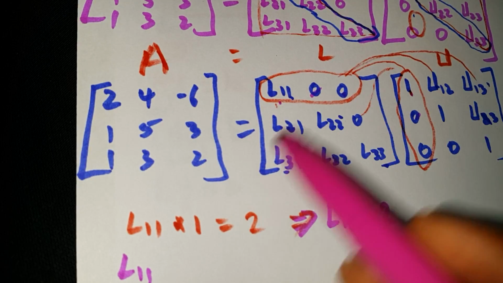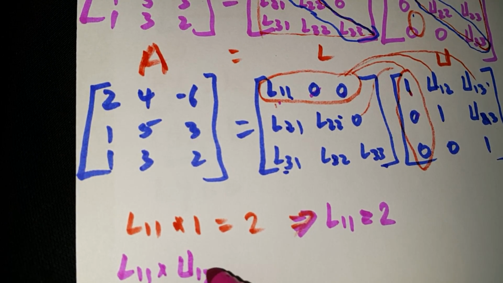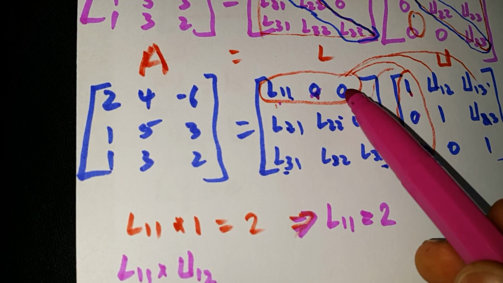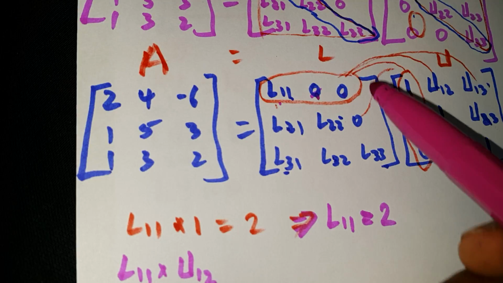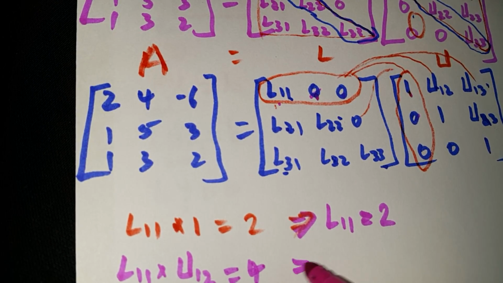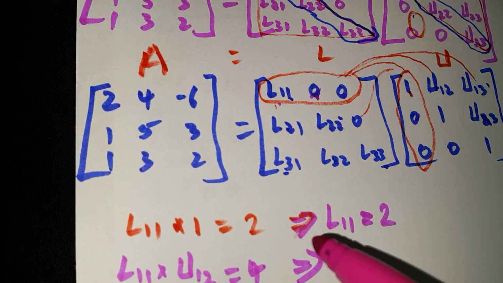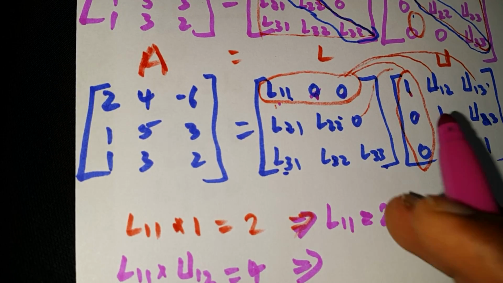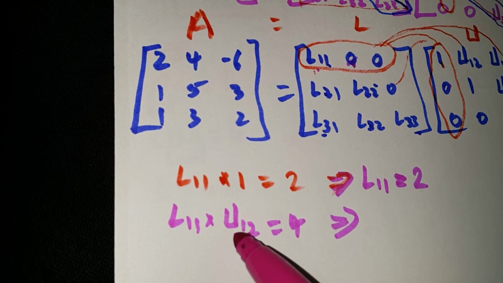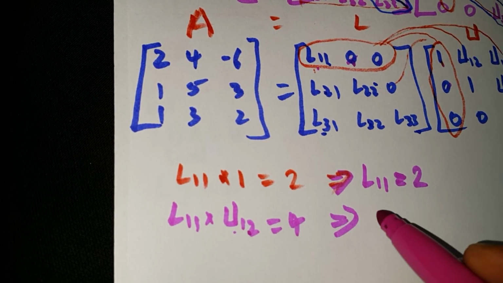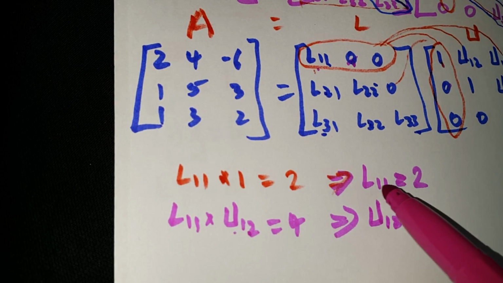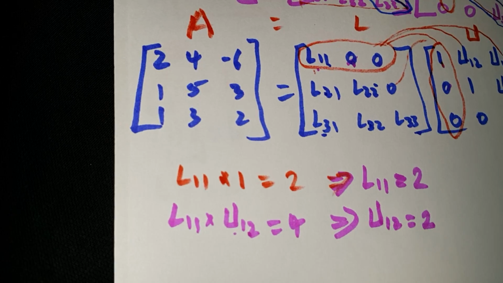L11 times U12. This times this plus this times this, which is 0, this times this, which is 0. So we only need this, which is equal to 4. We are in the second column, and it's equal to 4. So from here, we found our L11 to be 2. So 2 times U12 is equal to 4. So from here, U12 is equal to 2. You see? Now we found our L11 and U12.